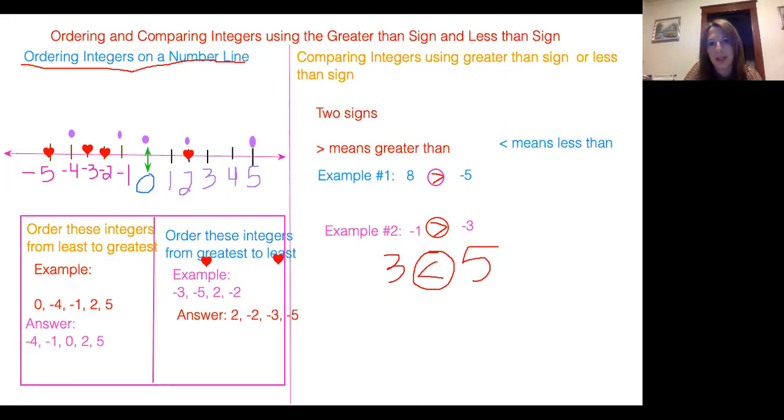Hope that helps you guys out. Just remember the greater than symbol in red, and the less than I think of as an L. Less than L, that's how I remember. Greater than, less than, greater than.